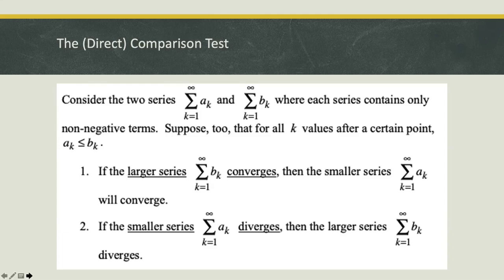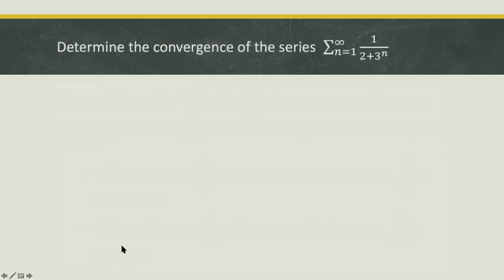We're going to work through two problems that will walk you through the use of the comparison test to determine the convergence or divergence of a series. The first one we're going to look at is the summation as n goes 1 to infinity of 1 over 2 plus 3 to the n.